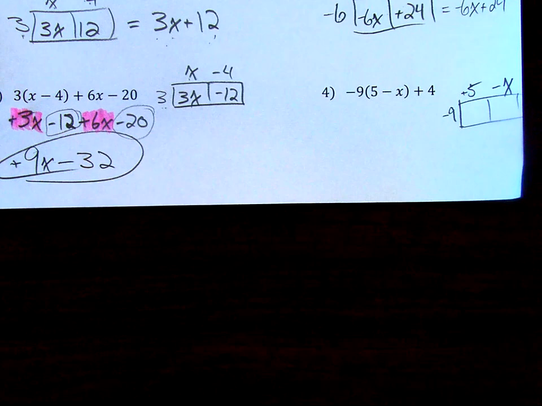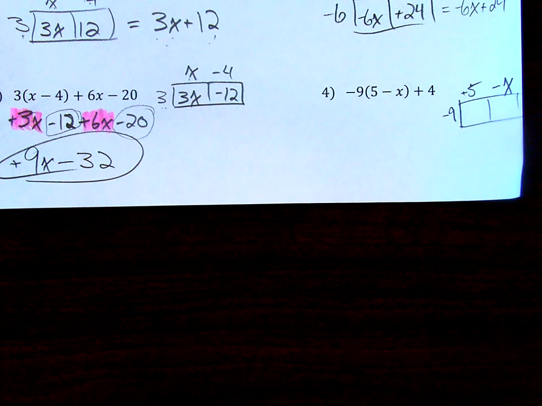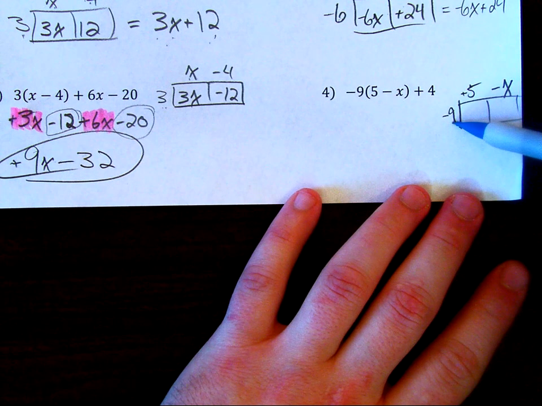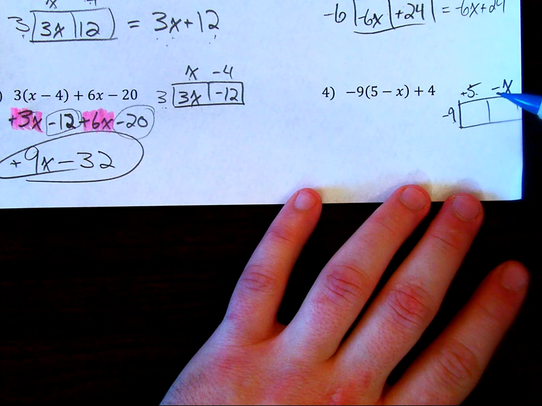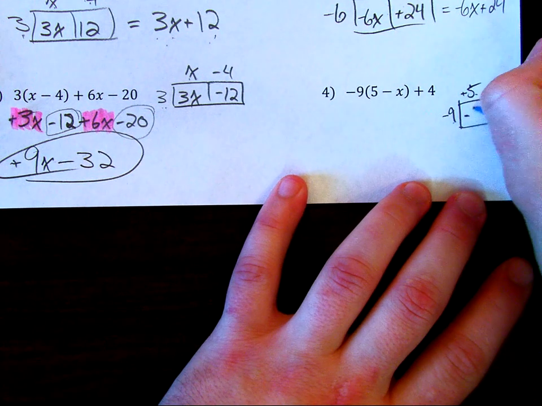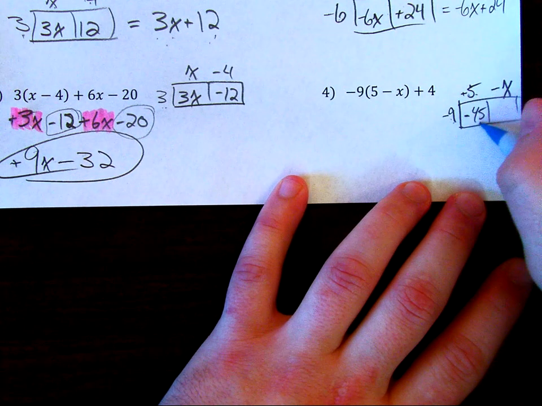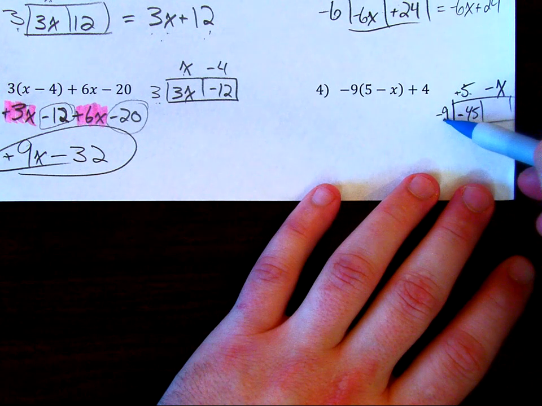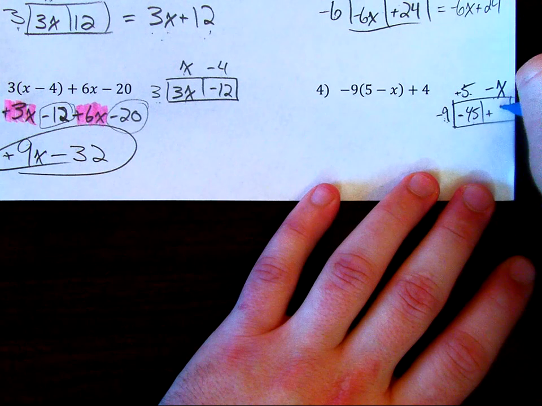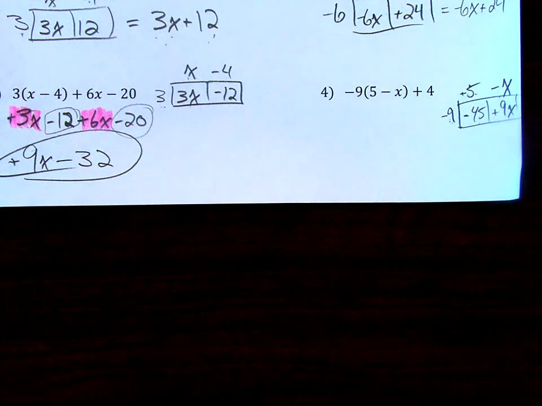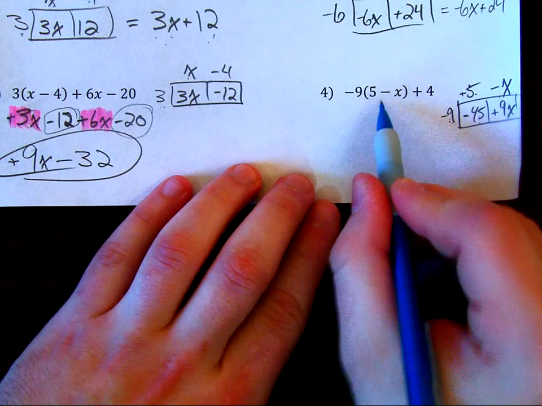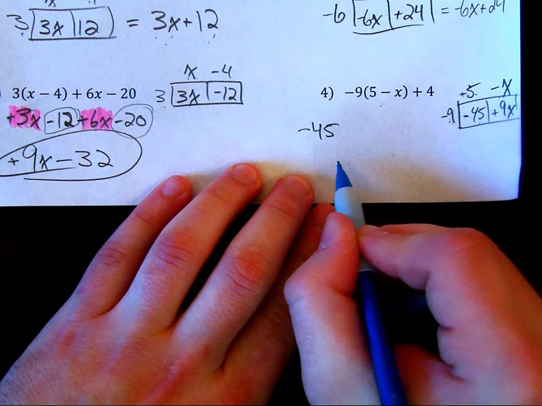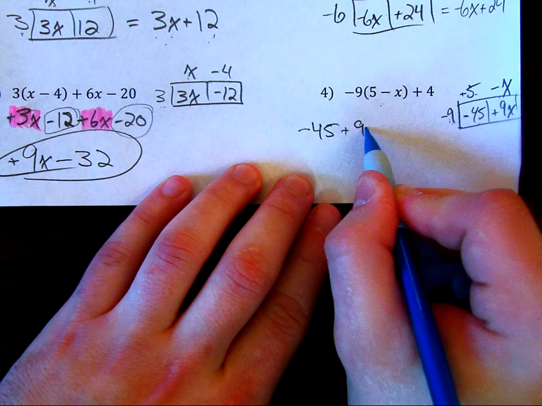Can you help me out? Christian, could you help me out, please? Could I do negative 9 times a positive 5, please? Negative 45, very good. So again, since they're different signs, that means your product is going to be negative. And then we're going to do negative 9 times a negative x. Same sign is going to be a positive, so a positive 9x. Again, we write down those products right below it, so we'd say we have negative 45, and then we have plus 9x plus 4.